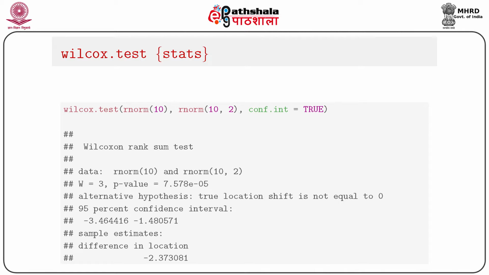And another example that I am giving here with two sets. One is generated from normal 10 and normal 10 with two standard deviation, two mean. So mean 2 and standard deviation 1, and the other is mean 0, the standard normal distribution. And I am setting the confidence interval as true.